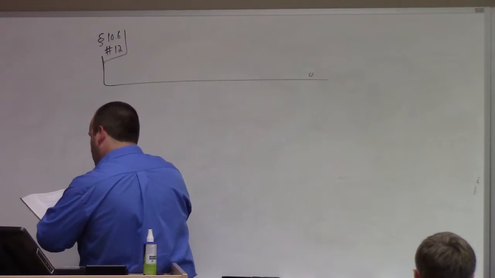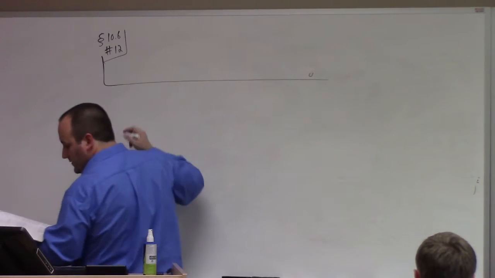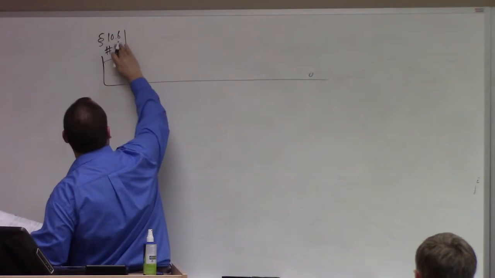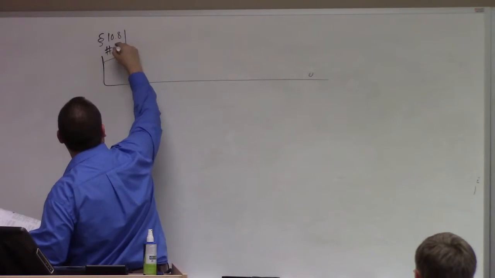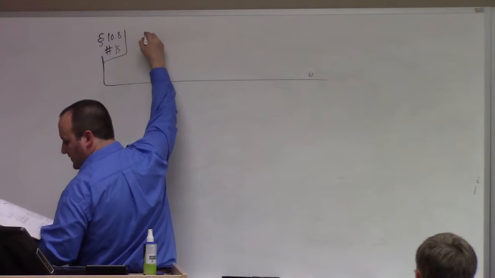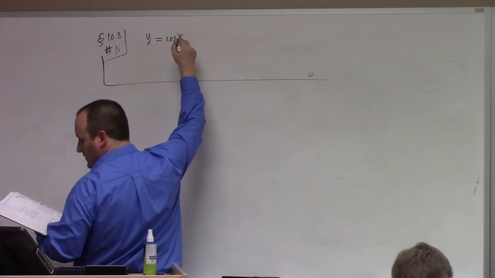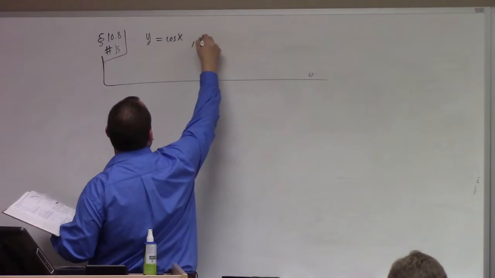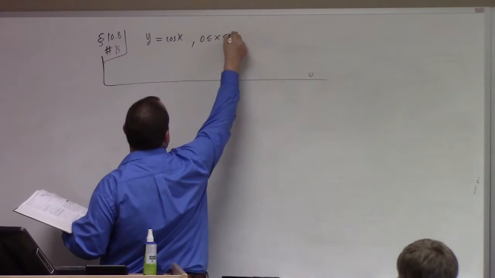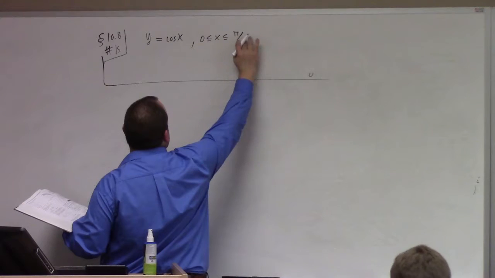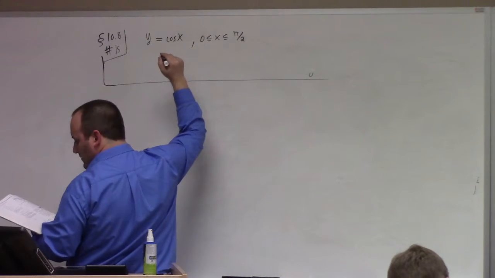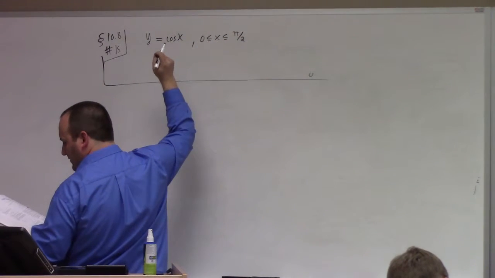Surface area, huh? Is that right? So here we have, we're supposed to find the surface area of y equals cosine x, 0 less than or equal to x less than or equal to, I didn't do this one? I have a sudden feeling like I did this, but I don't think I'm right.